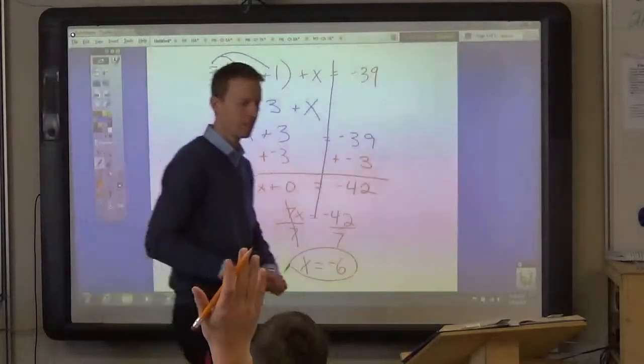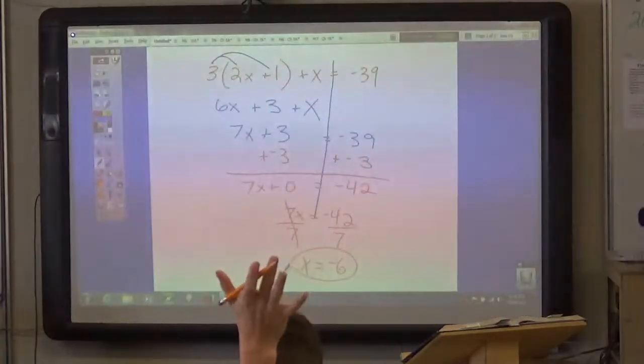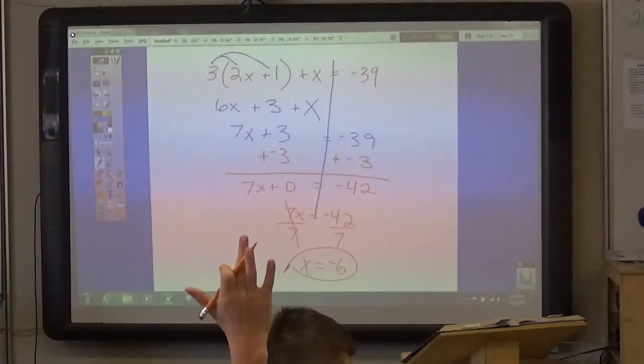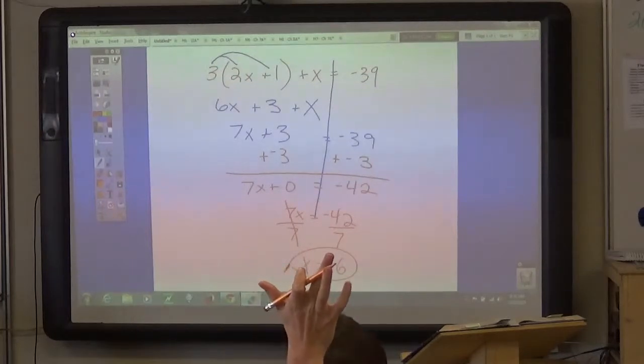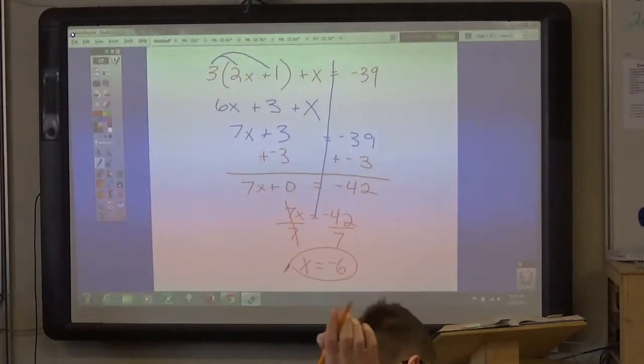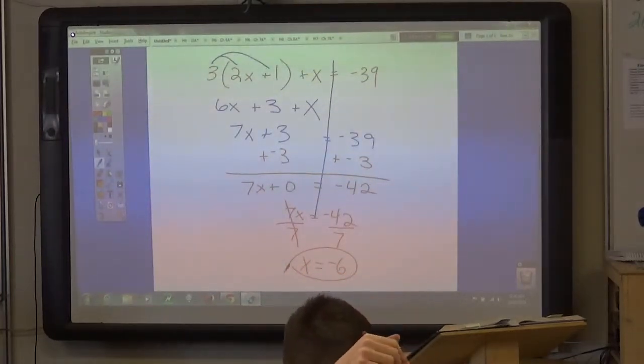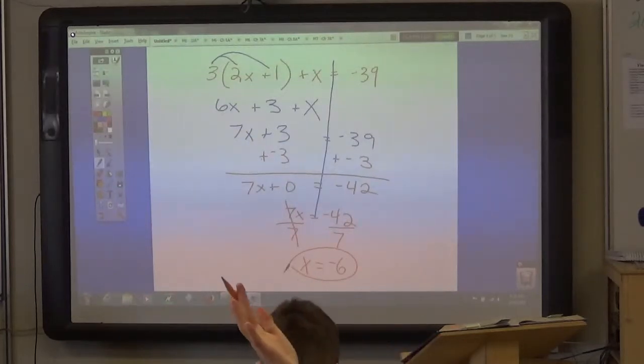Okay? So, when you see the number outside of parentheses, what should you do, class? Multiply. The outside number to the inside. Yeah, multiply over the parentheses to each number inside the parentheses.